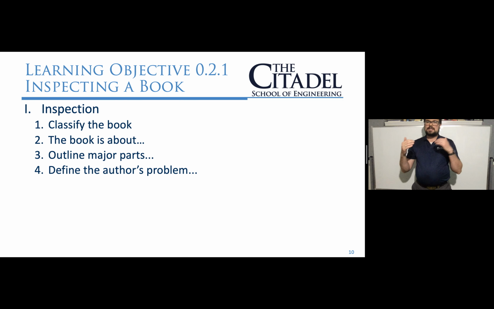Is it theoretical? Is it practical? What topics does it cover? Then think about what the book is about, what it's aiming to cover. So now we're kind of drifting into more of the topical aspects. Being able to outline its major parts. Often the table of contents is the most helpful resource there. And then finally, you should be able to define the author's problem. So I'll expect each of you to provide some comments in this video as you think through these questions. So we'll want to be able to do that.